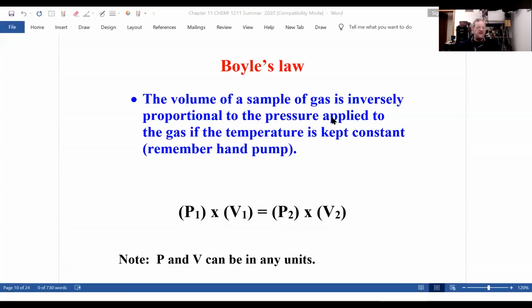Anyways, relax. Let's look at the gas laws. The first one was discovered by the chemist Boyle, and it's called Boyle's Law. We name things after people who made great advances. You do not have to memorize this. Boyle's law is: the volume of a sample of a gas is inversely proportional to the pressure applied to the gas if the temperature is kept constant.